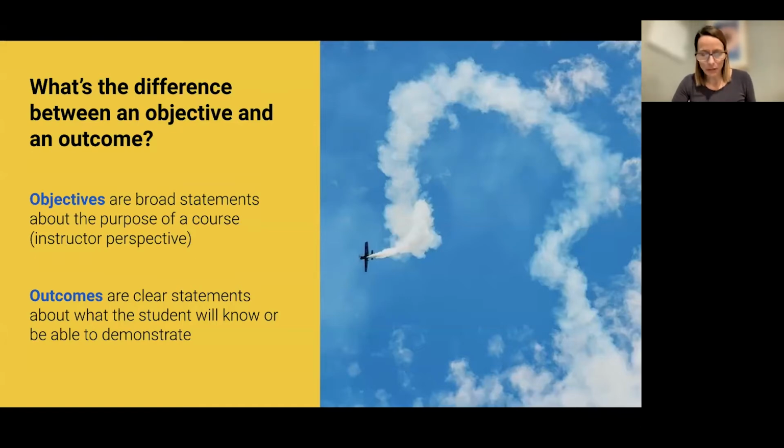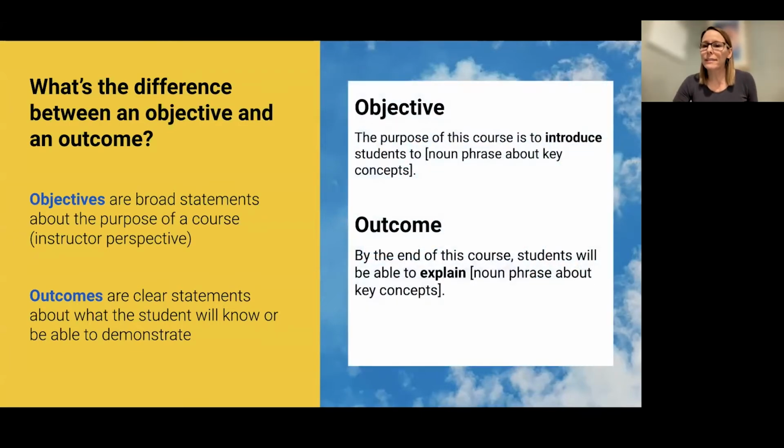Objectives, sometimes called goals. Objectives can be stepping stones towards larger goals. They are broad statements about the purpose of a course, and they're written from the instructor's perspective, or what the instructor intends to do. And there's really no indication of how this is going to happen or how the instructor will know how it's been achieved. So in the example on the right, you can see that I've used the word introduce. It's the action of the instructor to introduce certain key concepts to students.